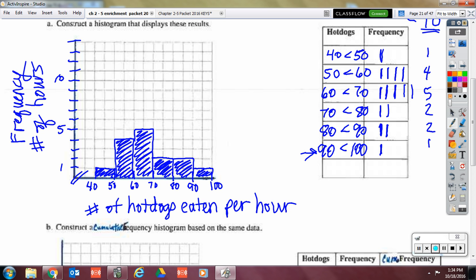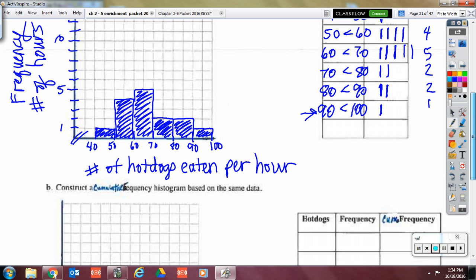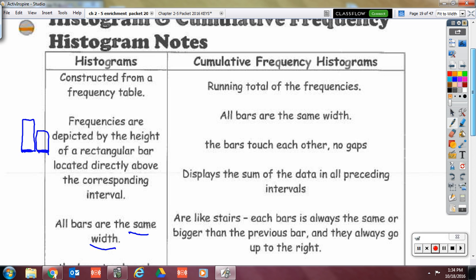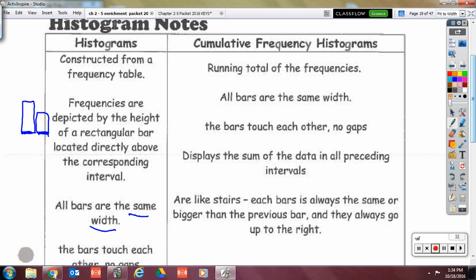Okay, next we're going to construct a cumulative frequency histogram. We don't use these a whole lot, but these are going to precede and make another thing that we do easy to understand. So that's why we're going to practice these. These cumulative frequency histograms will be a running total of the frequencies. We will still have the same widths of the bins. The bars still touch each other, but they sum up all of the preceding intervals.